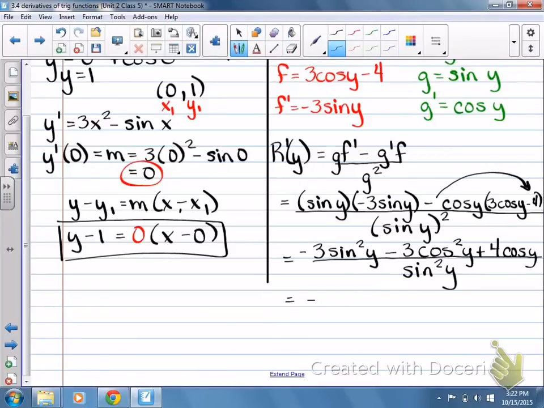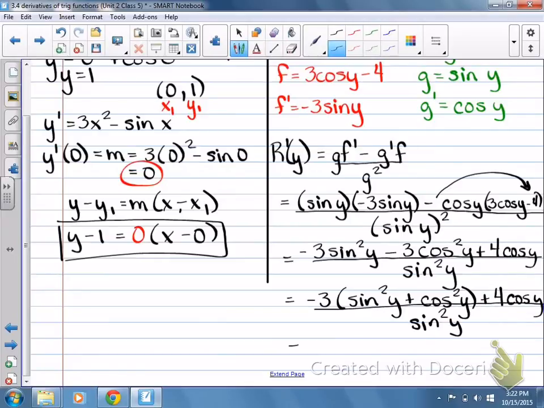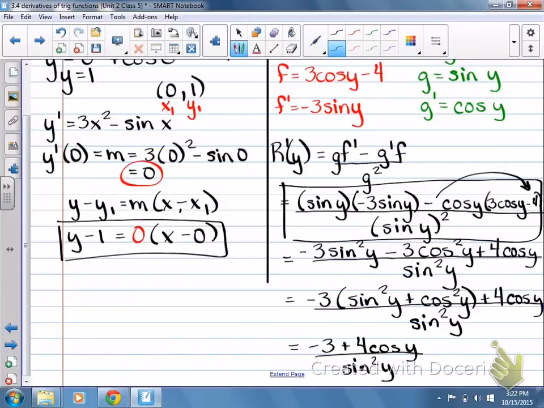So I'm going to take out a negative 3 just for my first two terms, and you end up getting the identity sine squared plus cosine squared, which we know is 1. So now I can say this is negative 3 plus 4 cosine of y over sine squared. Okay. Now again, you could have left it like this if it was open-ended. That is no problem. But you need to be comfortable simplifying if it's a multiple choice and you're not seeing your answer there.